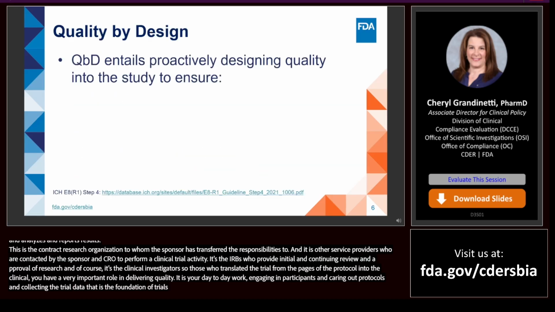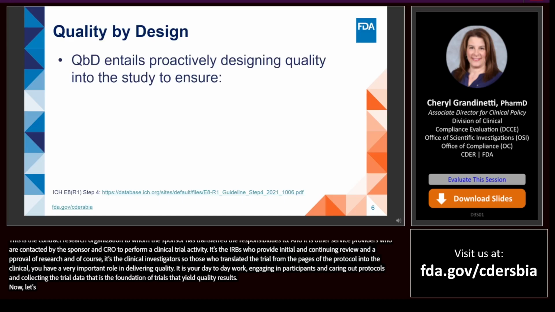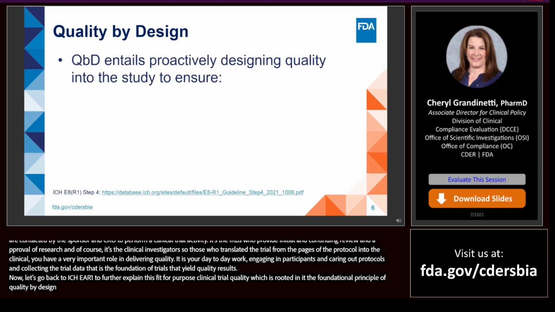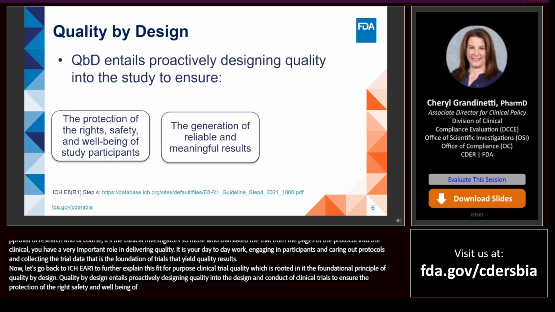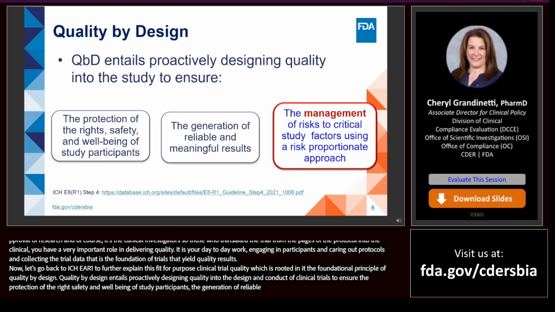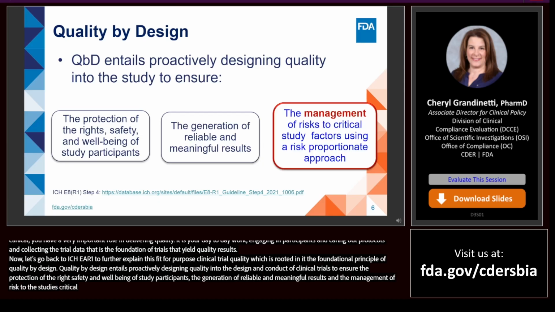So now let's go back to ICH E8R1 to further explain this fit-for-purpose clinical trial quality, which is rooted in the foundational principle of quality by design. And quality by design entails proactively designing quality into the design and conduct of clinical trials to ensure the protection of the rights, safety, and well-being of study participants, the generation of reliable and meaningful results, and the management of risk to the study's critical to quality factors using a risk proportionate approach.